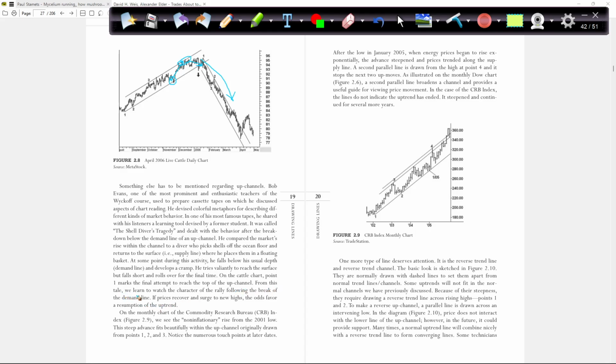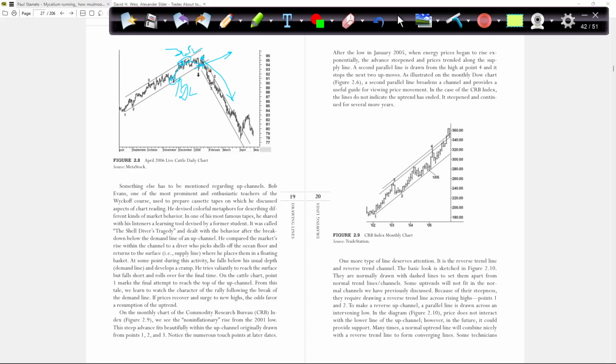From this tale, we learn to watch the character of the rally following the break of the demand line. This demand line, this supply line. If prices recover and surge to new highs, the odds favor a resumption of the uptrend. Right? If price recovers and surges to a new high of this, the odds favor a resumption of an uptrend, but it didn't happen, right?